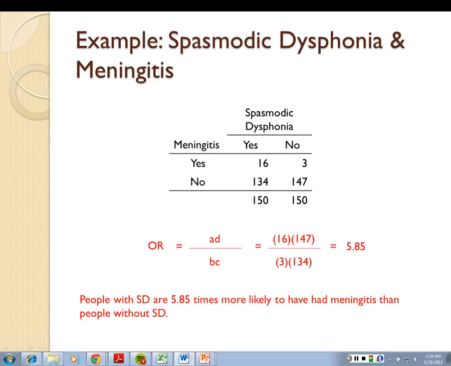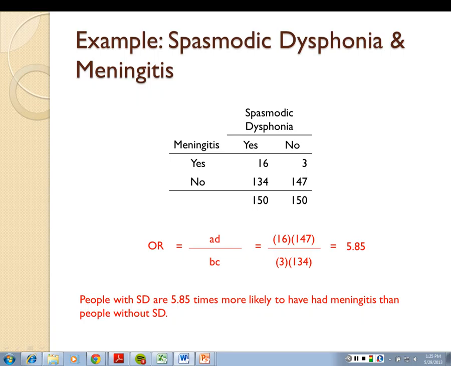So let's walk through an example as we talk about hypothesis testing. Spasmodic dysphonia is an idiopathic, chronic, and disabling voice disorder. In a case-control study, 150 cases of SD were identified along with 150 controls. Of those with SD, 16 had previously experienced meningitis. Of the controls, 3 had previously experienced meningitis.